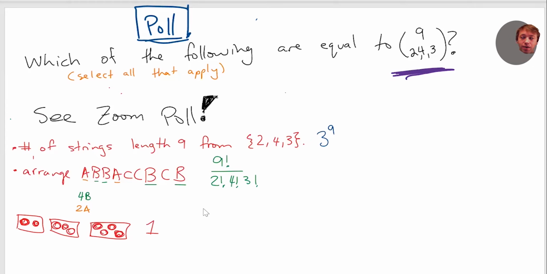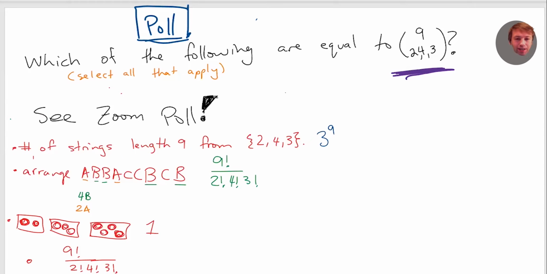So that one's not a correct answer. Third one, number of ways to break 9 people into groups of size 2, 4, and 3. That one is a correct answer. So that's 9 factorial over 2 factorial, 4 factorial, 3 factorial. And you can see this in many ways. For example, thinking of them as words, like I said, you can think of giving them hats that spell out a word. Any questions about that?